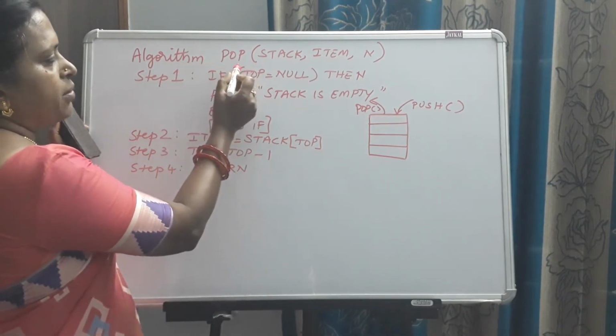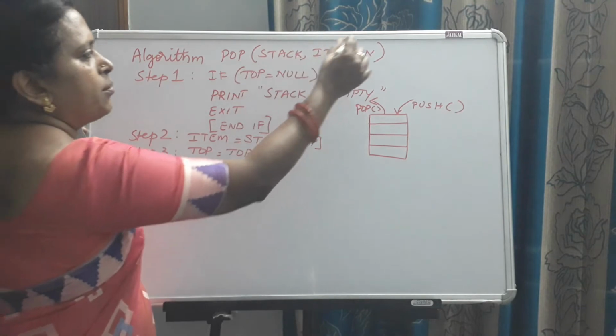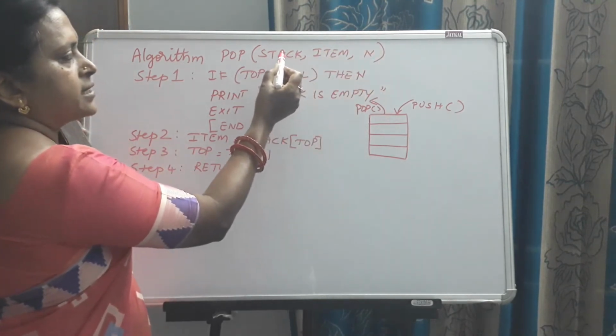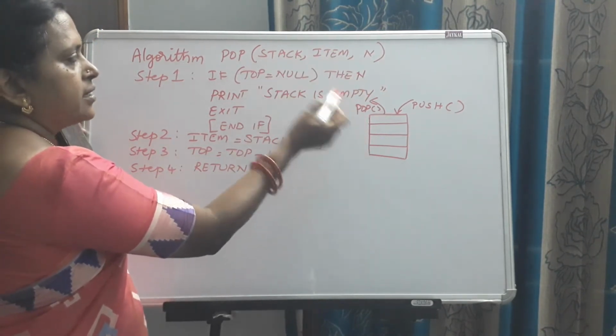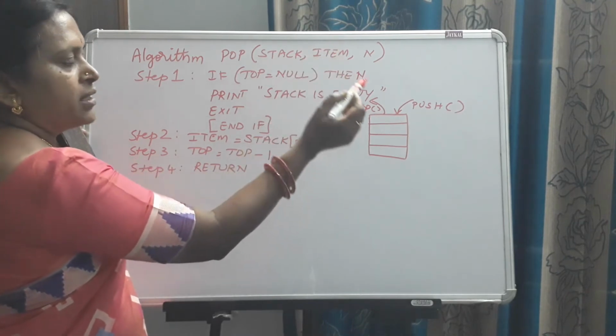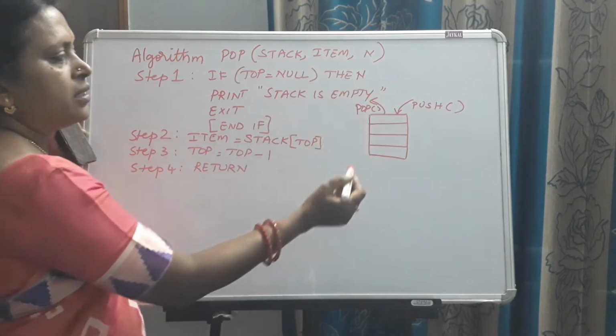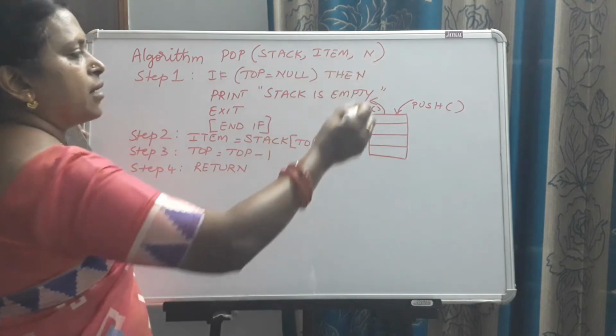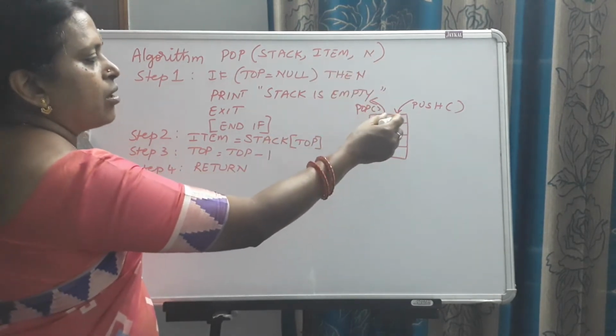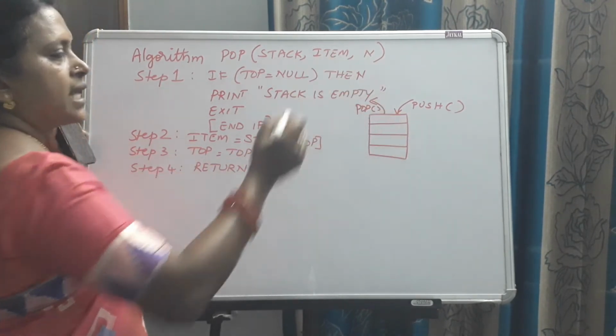The algorithm name itself is pop, and the arguments that you have here are stack, that is the name of the array stack, item, which is the element that is to be popped from the stack, and n, the number of elements, or the size of the stack.